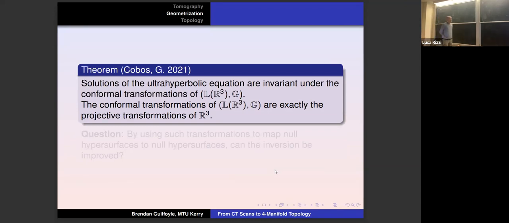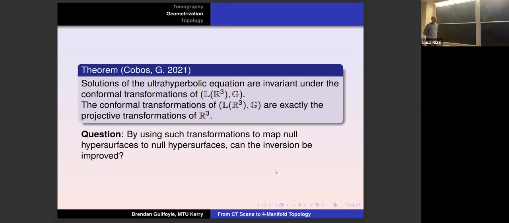Okay, so what's interesting is that conformal transformations of the space of oriented lines preserve the solutions of the ultra-hyperbolic equation. In fact, you can go a little bit further and say that the conformal transformations of the space of oriented lines with this metric are exactly the projective transformations of the underlying R3. In R3 you have these projective transformations which mix everything up. But if you look at what they map lines to lines, these projective transformations of R3 turn out to be conformal transformations of this metric. So there's a kind of trade-off between what's happening in R3 and what's happening in the space of oriented lines.